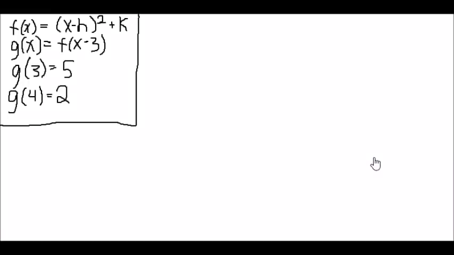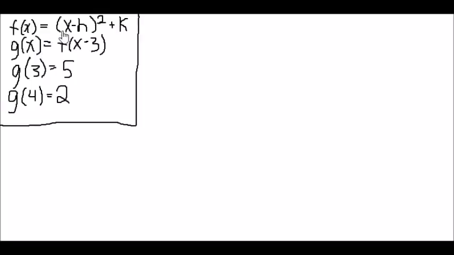Hey guys, today we're going to tackle a somewhat tricky algebra SAT problem. Let the function f be defined by f of x equals (x minus h) squared plus k, where h and k are constants, and function g be defined by g of x equals f of (x minus 3). If g of 3 equals 5 and g of 4 equals 2, what is the value of h?